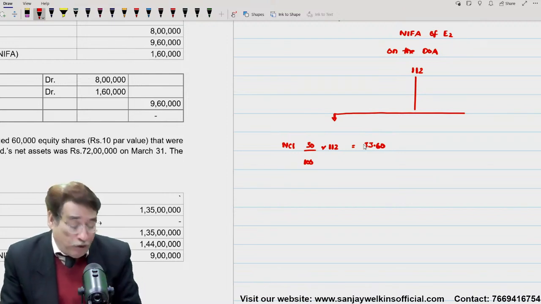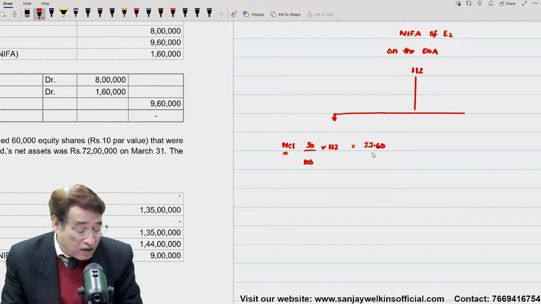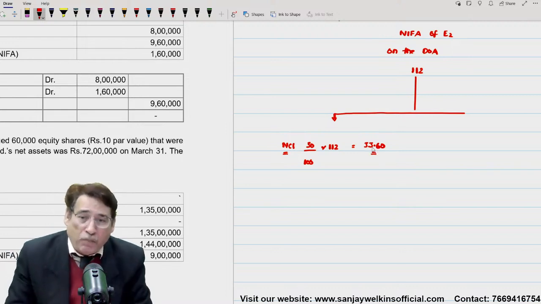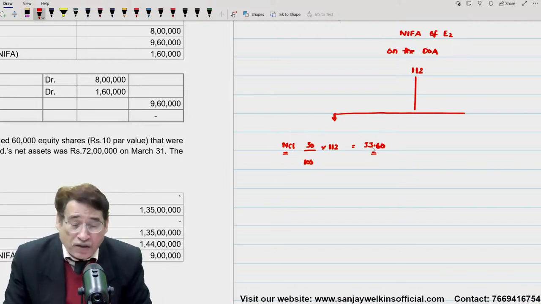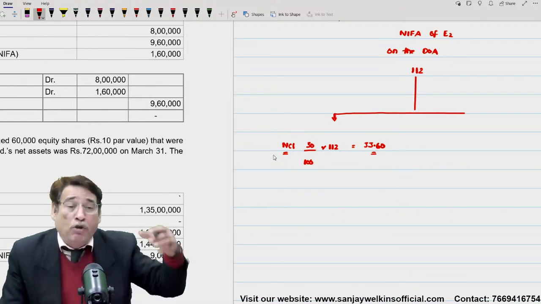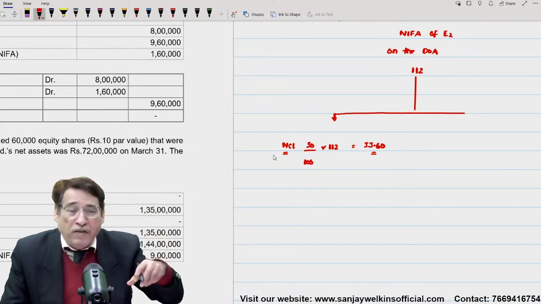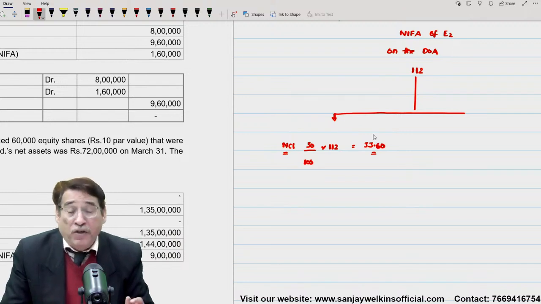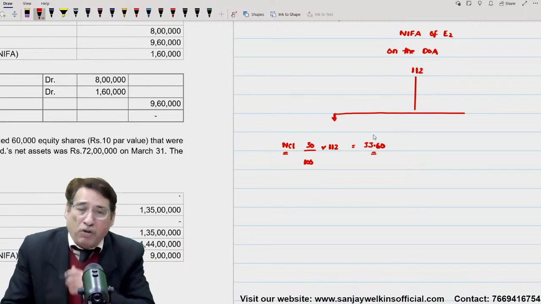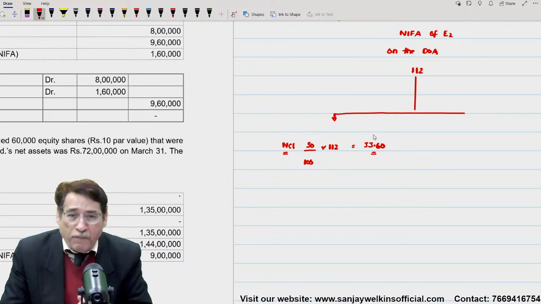On the date of acquisition, when I say NCI is 33.60, what does it mean? Now, as a professional student, you must understand it means that out of the total net identifiable assets of the acquiring company, 33.60 worth of net asset belong to NCI. Is it clear to you or not?